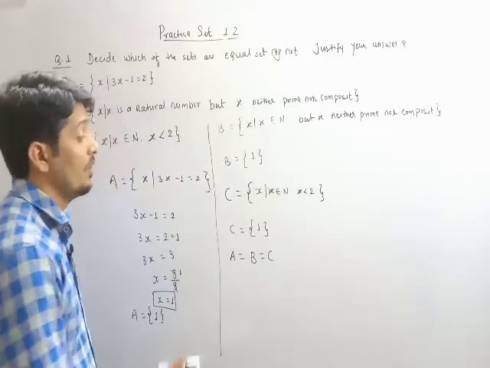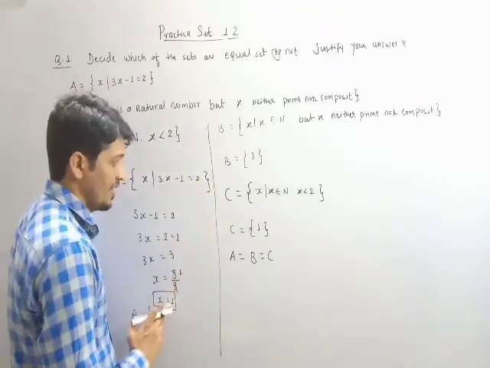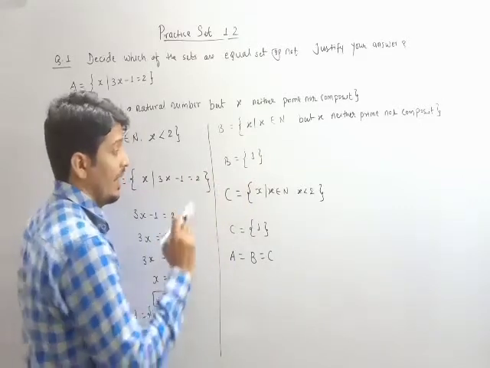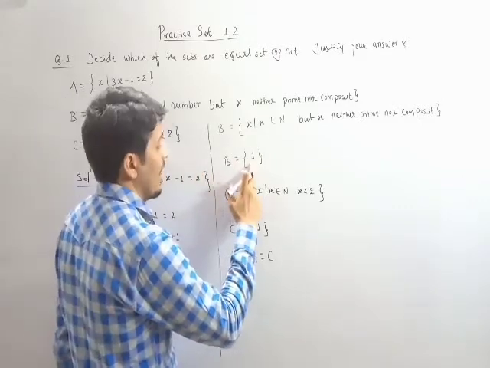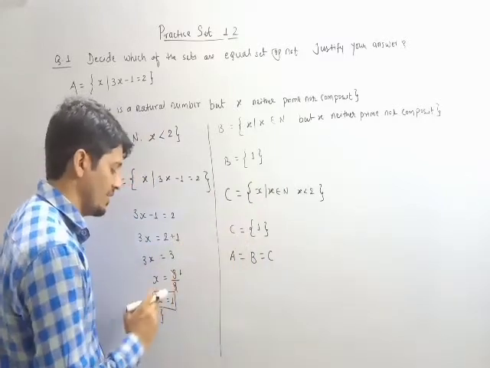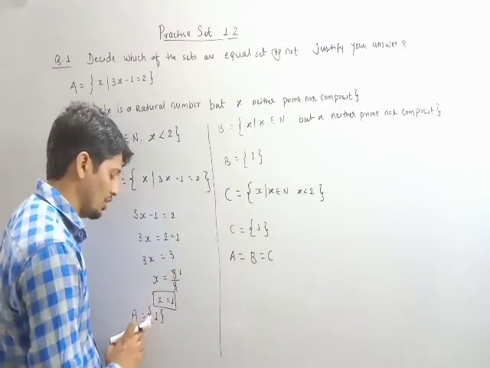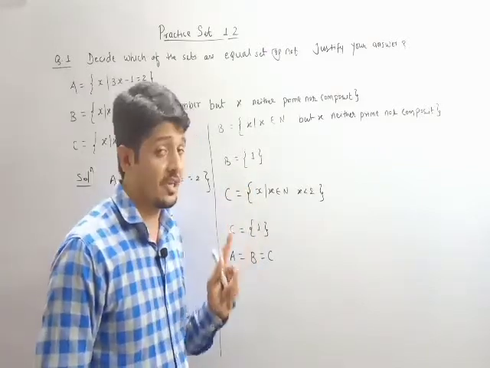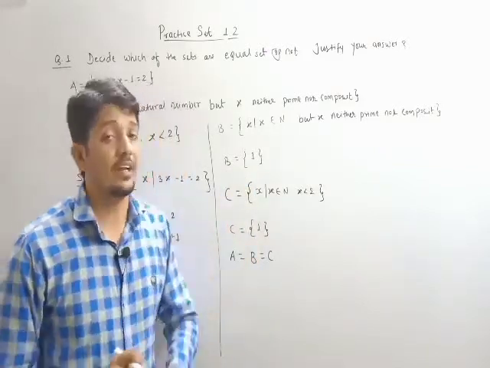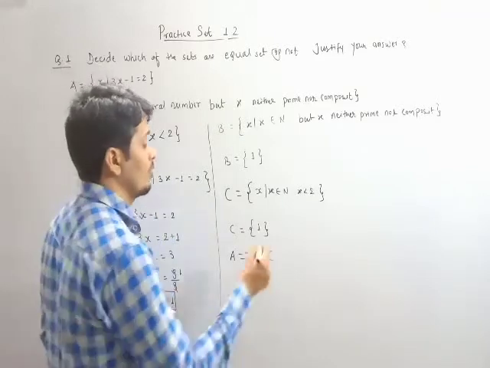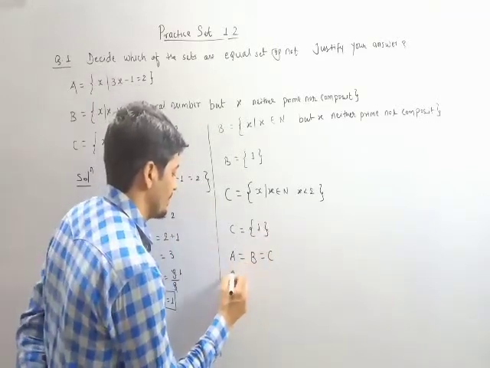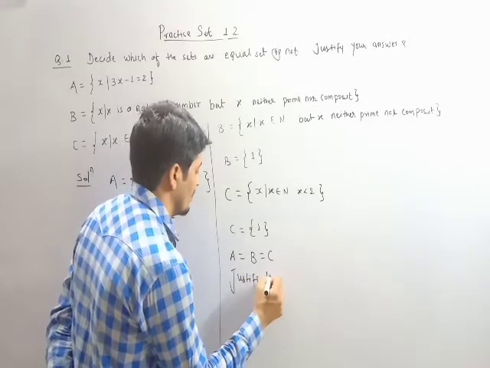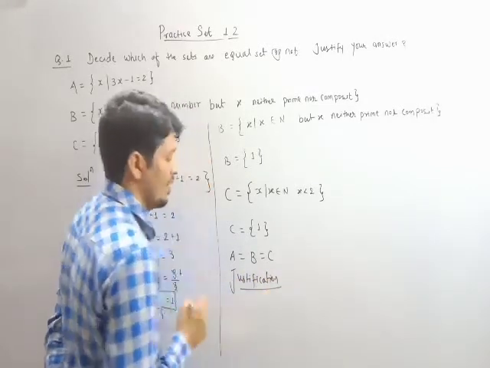That means all the members of set C are present in set B as well as in set A, and all the members of B are present in set C as well as in set A, and all the members of set A are present in set B as well as in set C. That's why all the sets are equal sets. So we have to write the justification. We have to justify our answer.